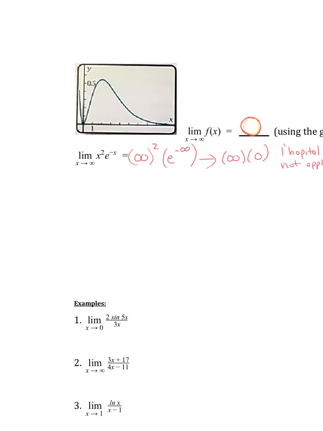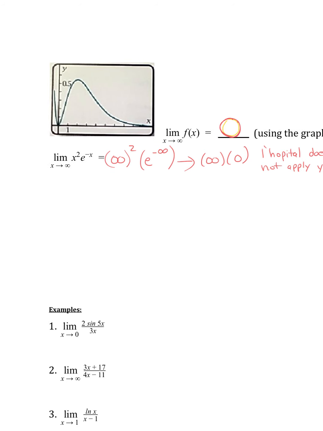Okay, but now what we can do is rewrite this so that we can use L'Hopital's rule. So we're going to rewrite this as the limit as x approaches infinity. I'm going to keep x squared on top, but because this is a negative exponent, I can put that down on the bottom, and instead of e to the negative x, I can rewrite it as e to the positive x.